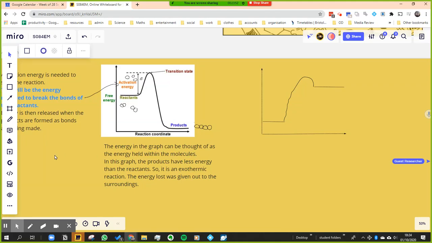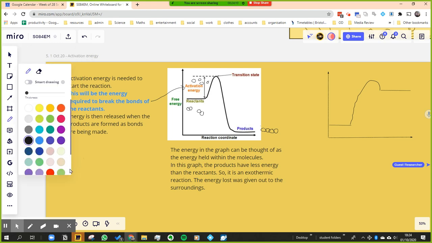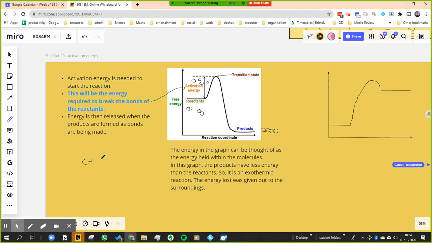Okay, so we're looking at reaction graphs, or reaction profiles I think they're called, and trying to understand what they are in terms of activation energy and what all these different things mean. Whenever you have a reaction, let's say for example carbon plus oxygen, it's going to react to produce, in this example, maybe carbon dioxide.